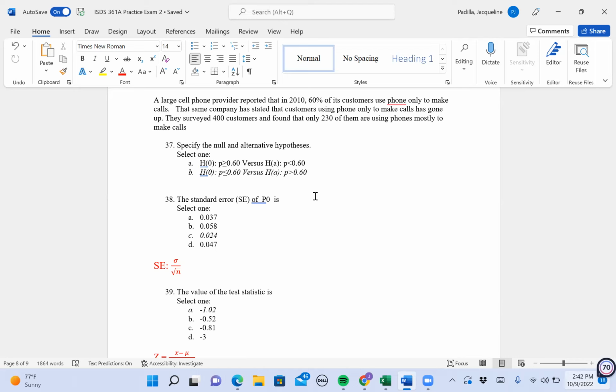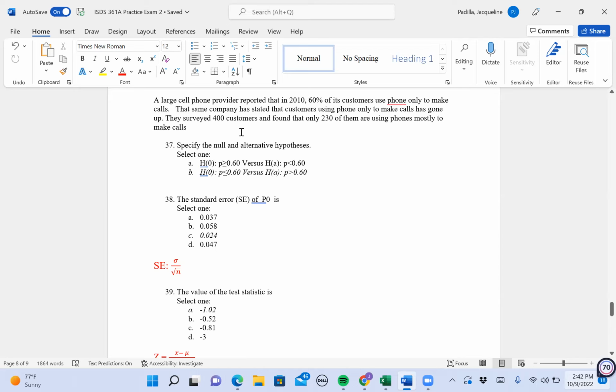So the null hypothesis is just going to be the no difference value. So this is going to be the value that people were assuming all along. So in this case, that would be this first sentence, 60% of his customers use phone only to make calls. So that would be P is greater than or equal to 0.60.